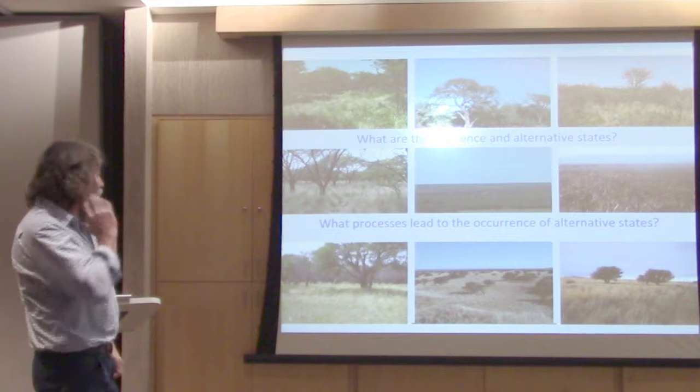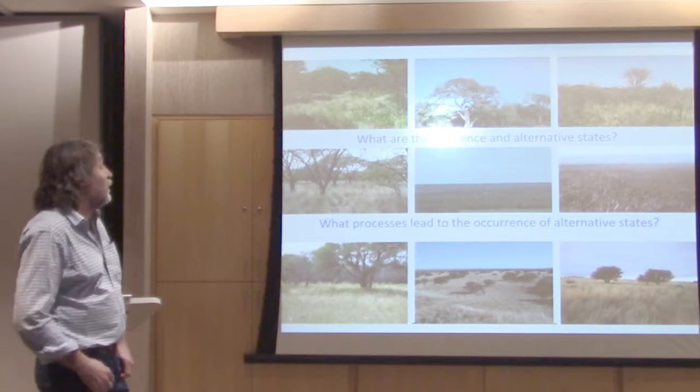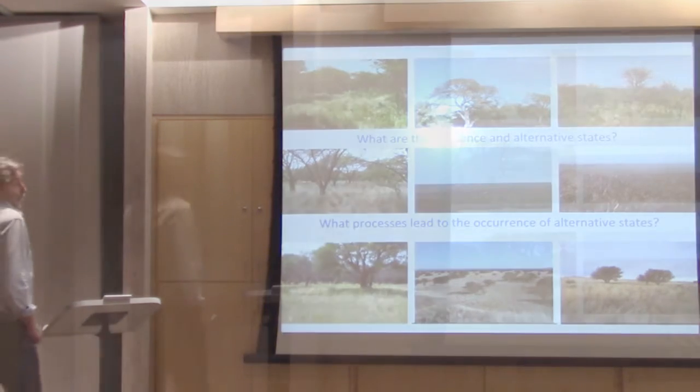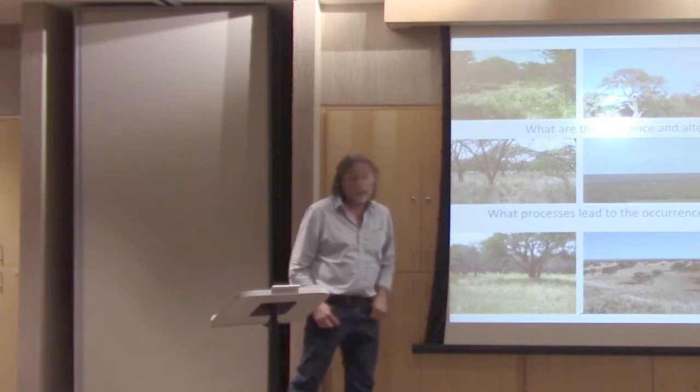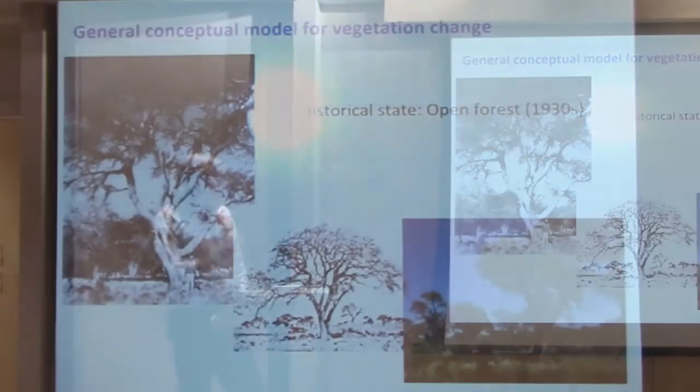So the first type of question that we try to answer is which is the reference state for the forest, and which are the alternative states. And the next question was the occurrence of the different alternative states.